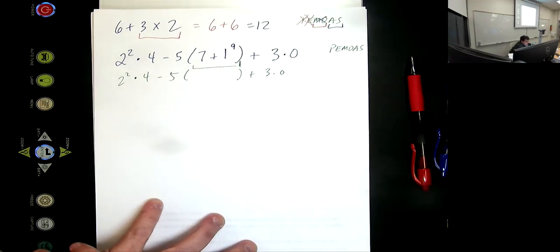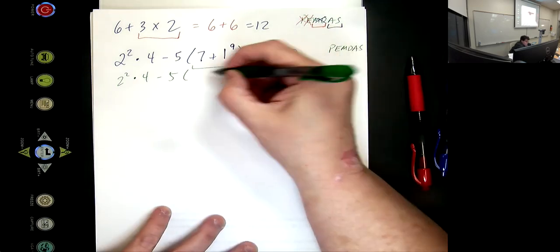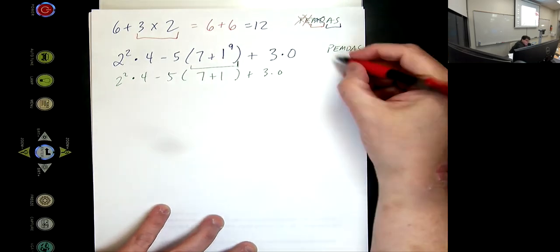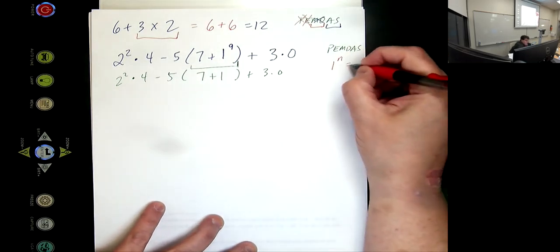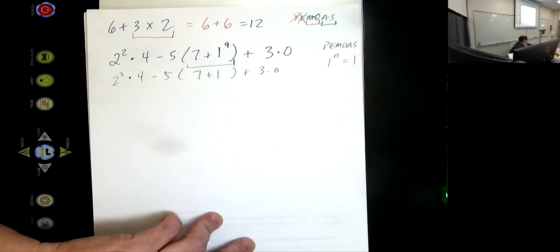The first operation that goes on inside here is exponents. I've got 1 to the 9th power. That is 1. A fun fact: 1 to any power is 1. 1 to even 0 power is 1. I don't know that we use 0 exponent in this class.